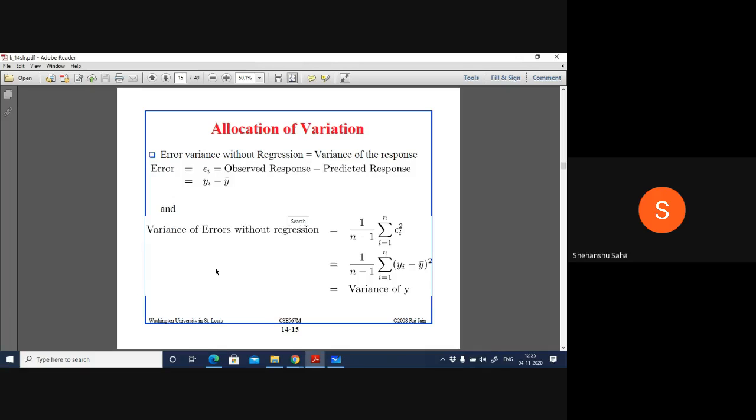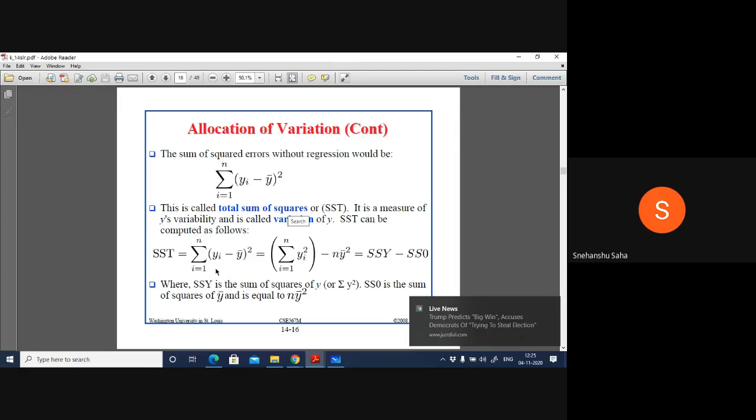The allocation of variation is another important tool that tells us what your error variance is without regression. This is purely the variance of the response variable, which means you take the difference between whatever you observe and whatever you predicted. We compute the variance of errors without regression, and it turns out to be nothing but the variance of the y values. So the sum of the squared errors without regression is also the variance of the y values, and this is known as the total sum of the squares, or SST.